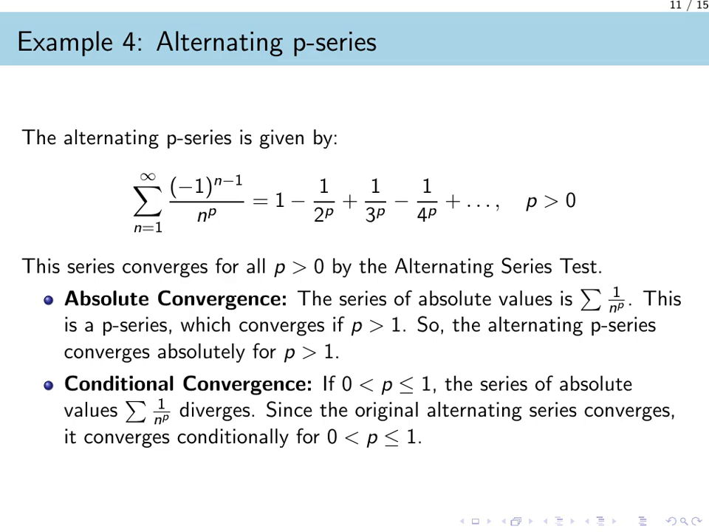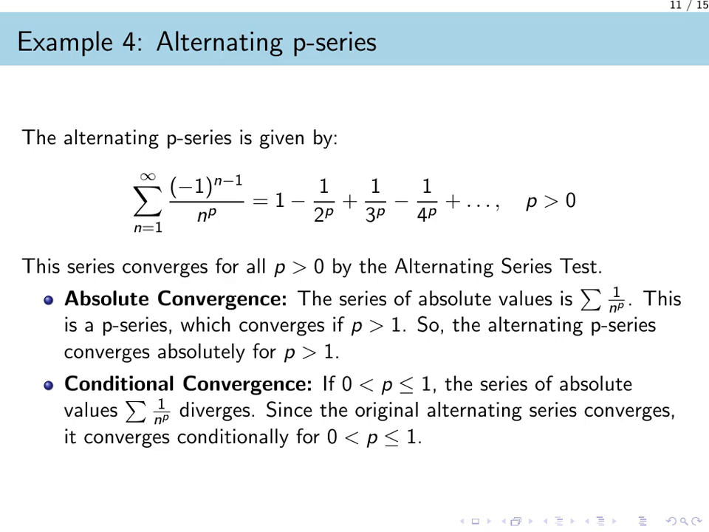Now we ask, is the convergence absolute or conditional? To find out, we look at the series of absolute values, which is simply the sum of 1 over n to the power of p. We recognize this as a standard p series. We know from our earlier work that a p series converges only when p is strictly greater than 1. Therefore, the alternating p series converges absolutely when p is greater than 1.